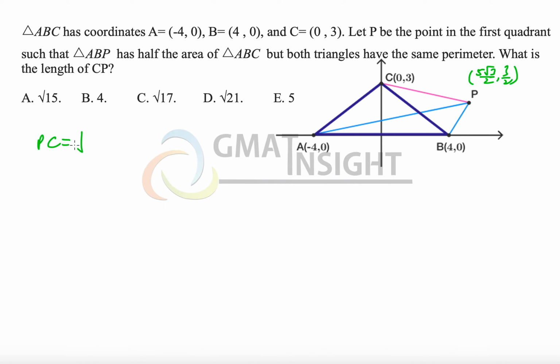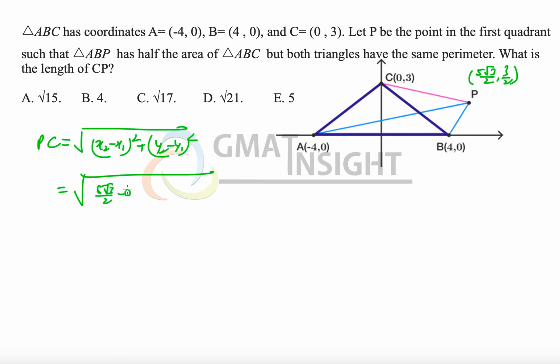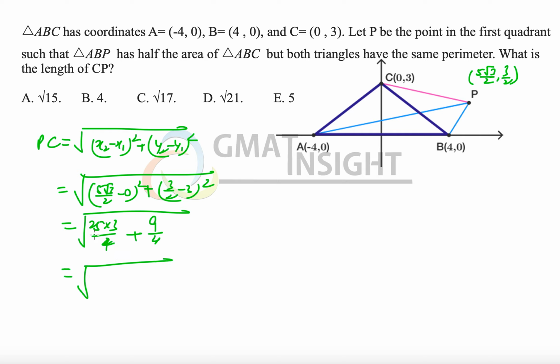Now PC will be equal to square root of, now we are using the distance formula, which is x2 minus x1 square plus y2 minus y1 whole square. So that can be written as x2 minus x1, that means 5 root 3 by 2 minus 0 whole square plus 3 by 2 minus 3 whole square. That becomes equal to square root of 25 times 3 by 4 plus 3 by 2 square, which is 9 by 4, and this also is 4. Simplifying this becomes 75 plus 9, which is equal to 84 by 4, which is equal to square root of 21. So that's the length of PC.